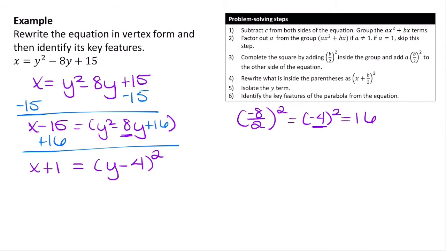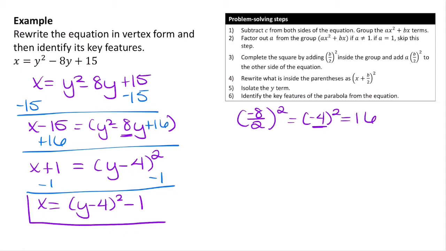And now to get x by itself, I'm going to subtract 1 from both sides. And when I do that, I get x equals y minus 4 squared minus 1. Okay, so now this equation is in vertex form. So we can see that the y term is what's being squared. So we know that this is going to be a sideways parabola, right? So since a is positive, it's going to open right.